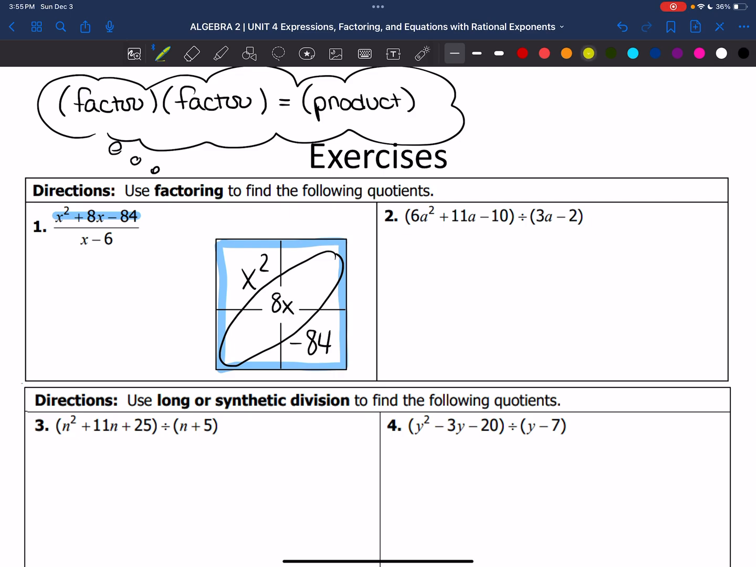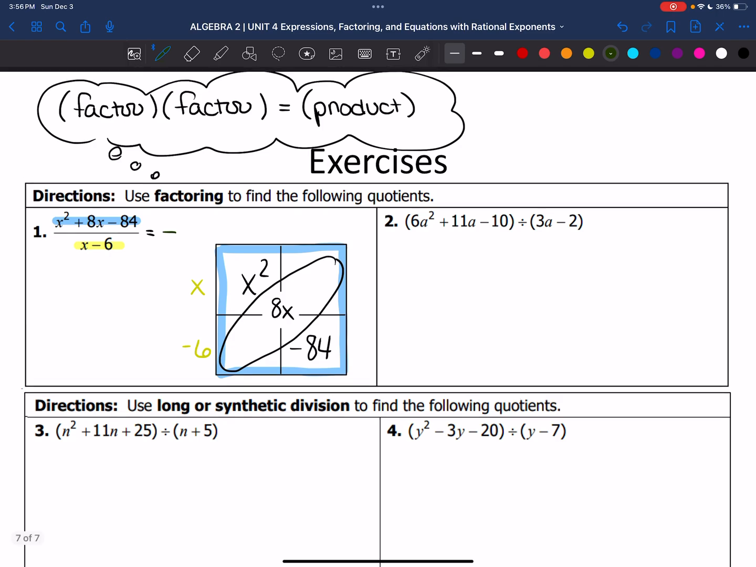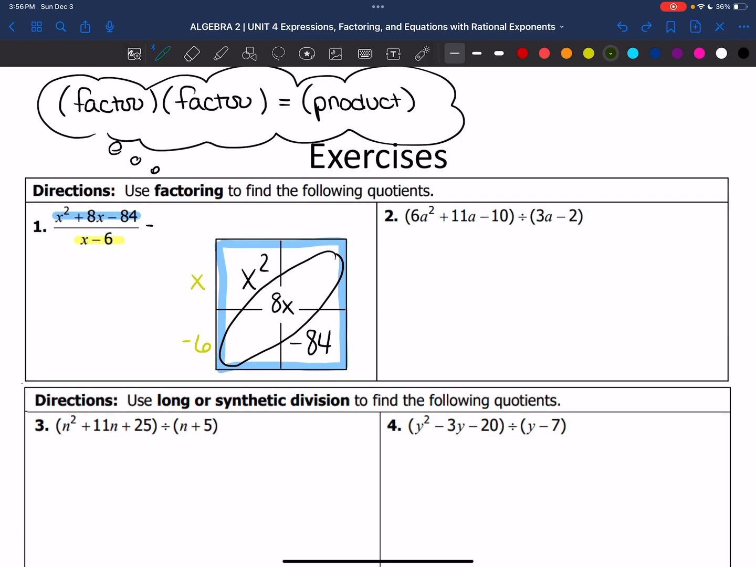And we know that one of the factors, one of the things that is multiplying, is our x and our negative 6, x minus 6. And what we're trying to find is the answer. We're trying to figure out, what does this equal? What is the other factor? What is the other factor going to be right here that gives us that result?